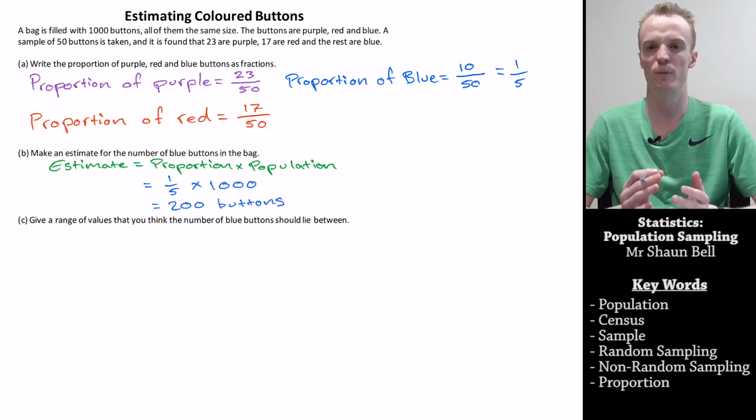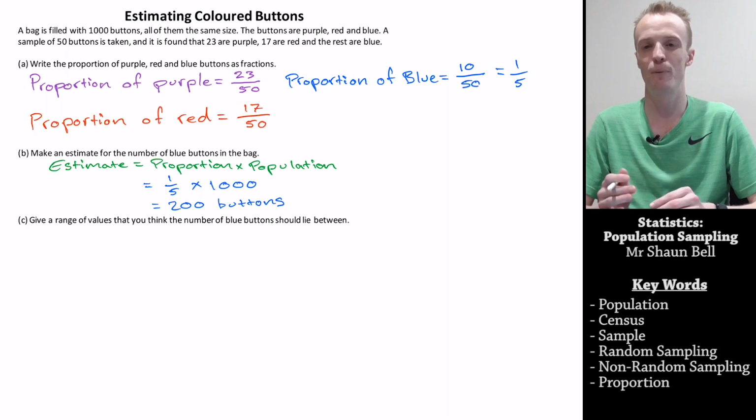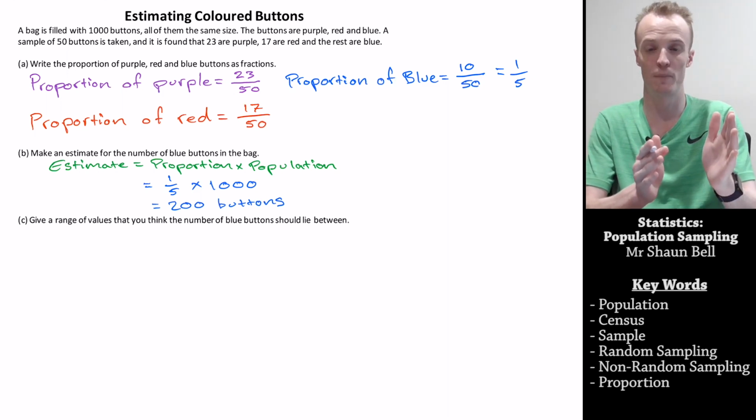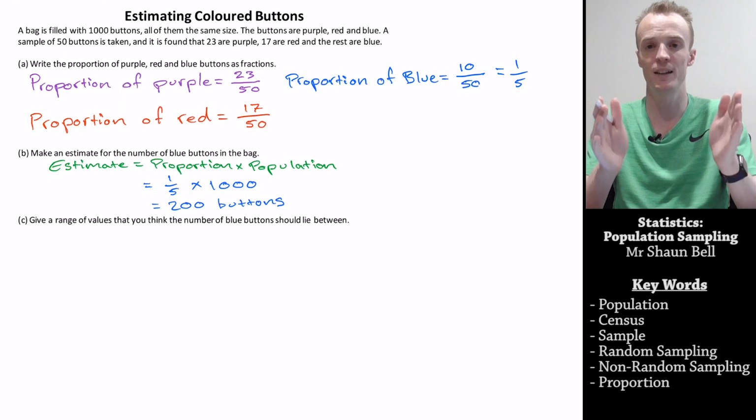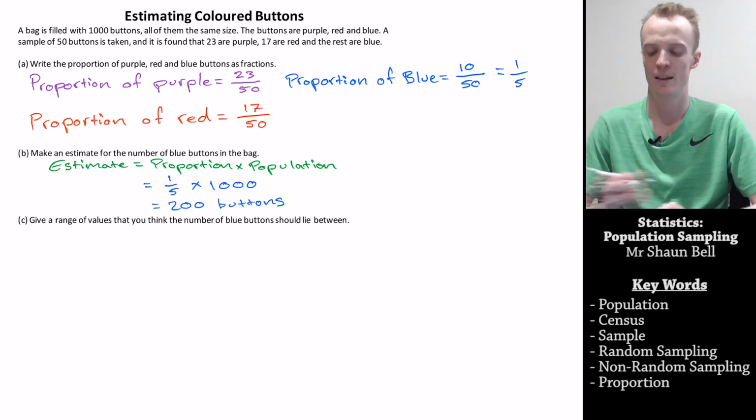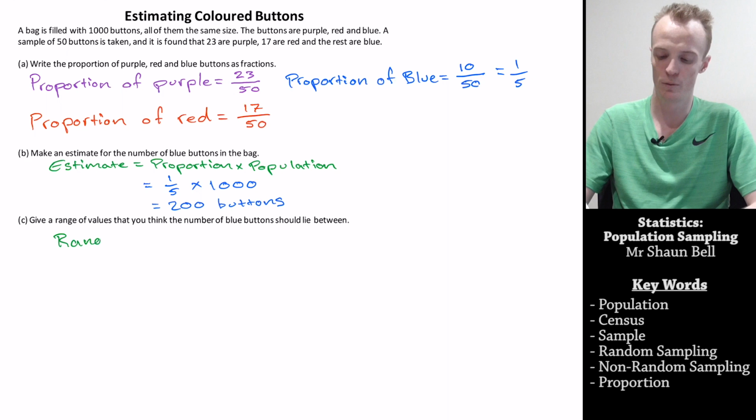Now, when we make this sort of prediction using only a smaller sample size, there is likely to be a margin of error. And they've found that that margin of error is usually plus or minus 5%. So what that means is, if we subtract 5% from our 200 buttons and add on 5% to our 200 buttons, we'll create this range that the total number of blue buttons is likely to be within. So, the range is equal to the estimate that we just calculated plus or minus 5%.